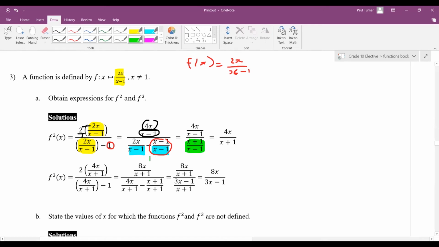Just do it like you would do fractions, because the top line is 2x minus x minus 1, which is 2x minus x plus 1, which is x plus 1 here. Okay, so then we've got 4x on x minus 1. I might show a bit of working for that. I know your head's hurting already. So is mine. x plus 1 on x minus 1.